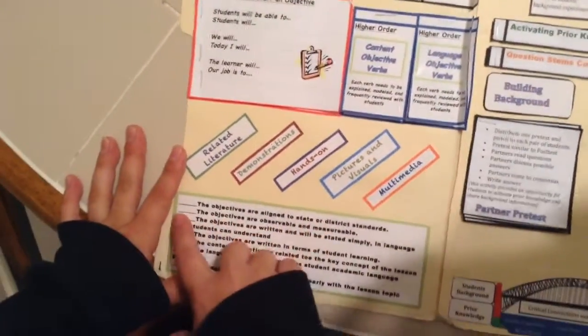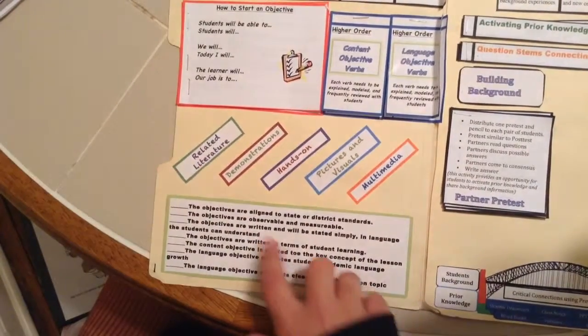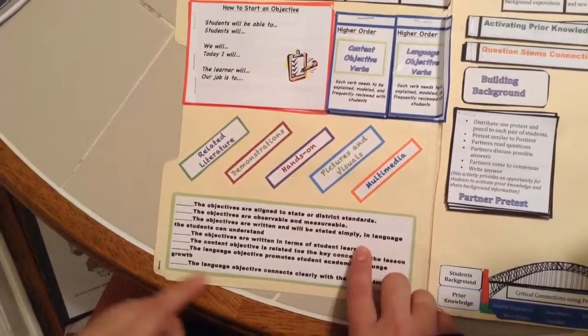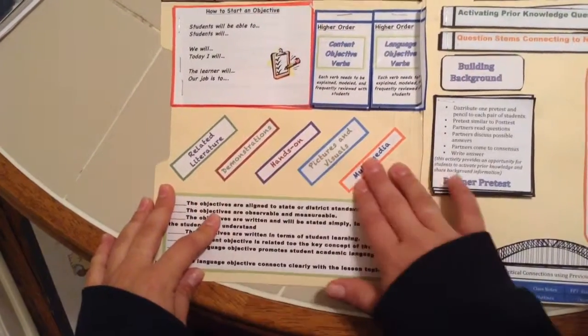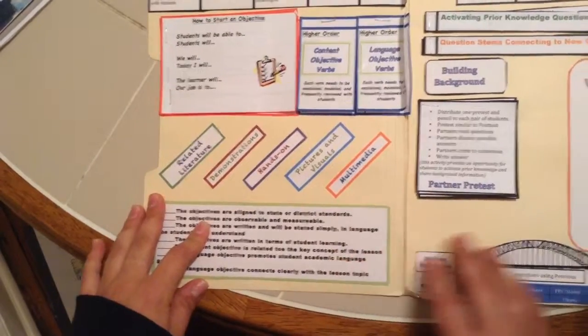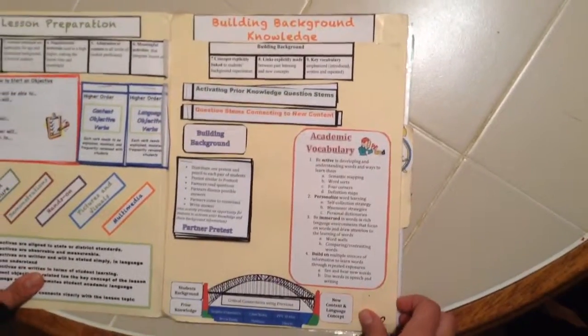Here's a checklist of things for our objectives, like the objectives are aligned to state or district standards, so forth. And here's different activities we can do. The next part of our resource folder is building background knowledge.